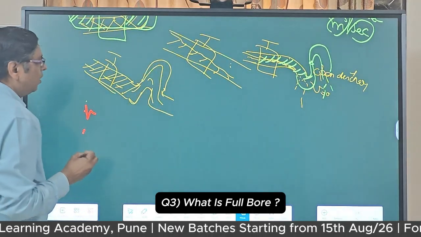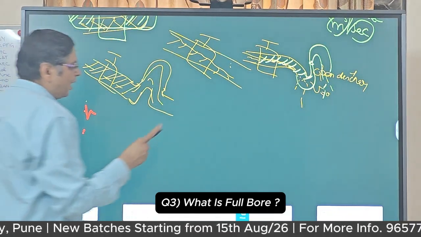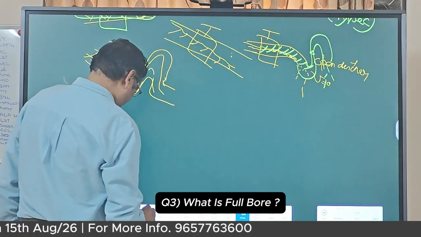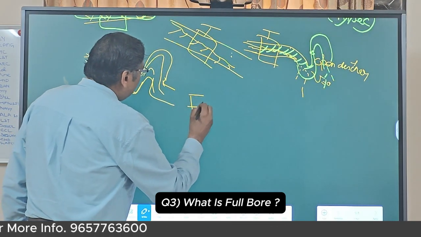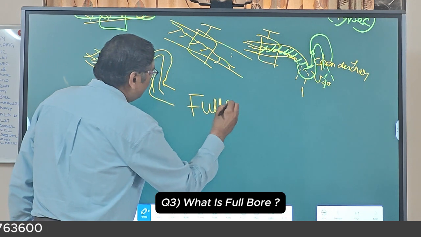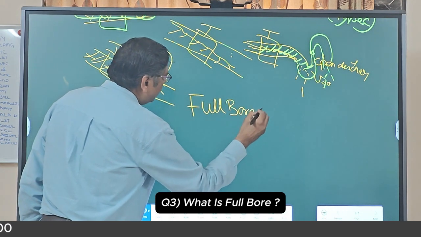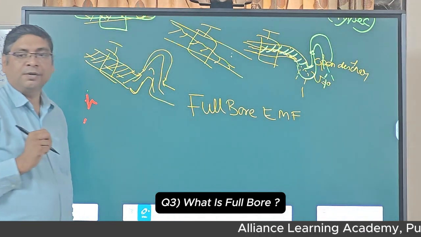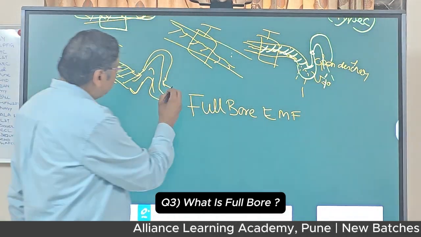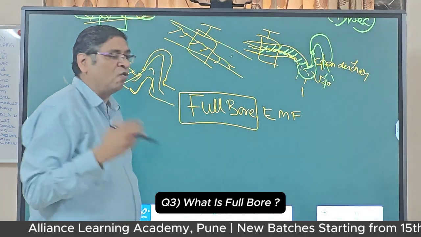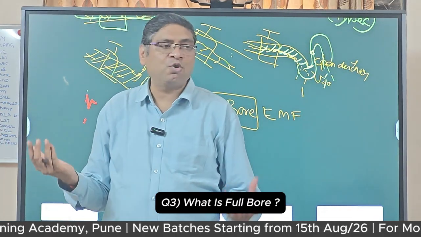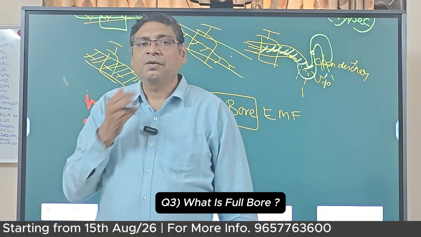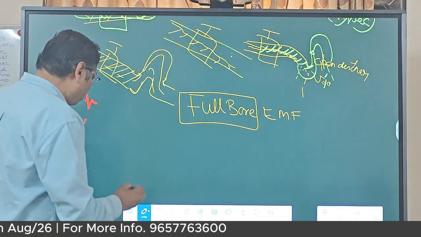We say, I want a 200 flow meter, then I will write the words like this: Full bore EMF. Full bore 200 flow meter. So that this sentence is always there. I will always keep in mind that the pipe should be full bore, otherwise there is a difficulty. First flow meter. Okay.